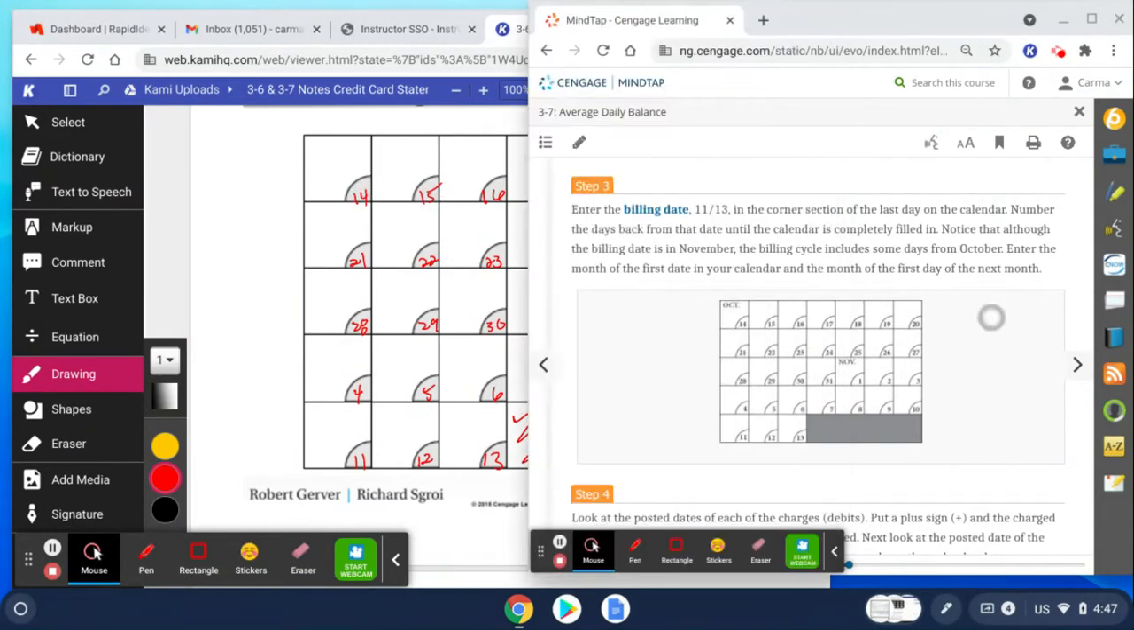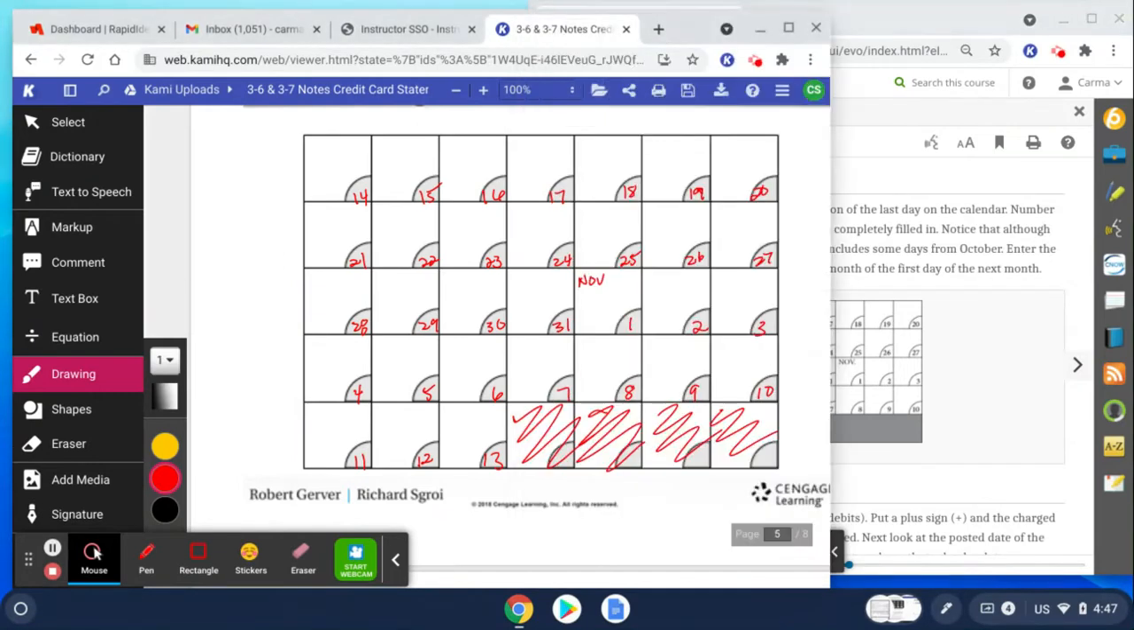And there's our credit calendar. Notice that although the billing date is in November, the billing cycle includes some days from October. Enter the month of the first day of your calendar and the month of the first day of the next month so that we're clear that this right here is October and this right here is November.